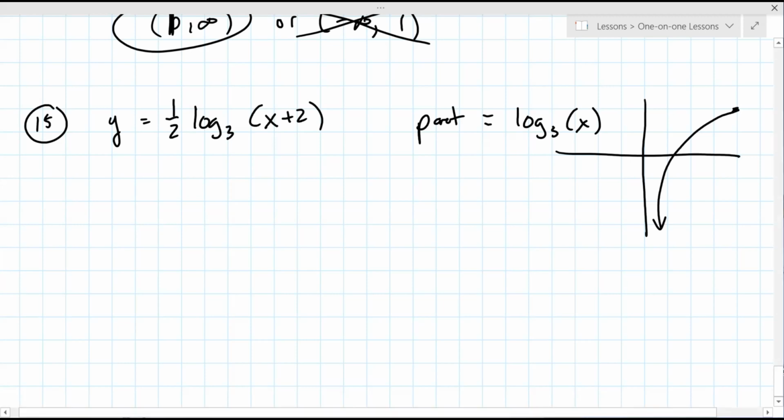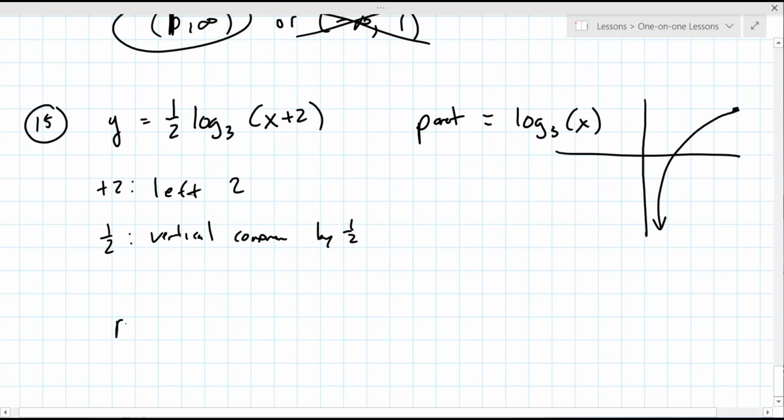Now this x plus 2 here means that it goes left 2, and the 1/2 is a vertical compression by 1/2. It doesn't ask for that, but that does help here.